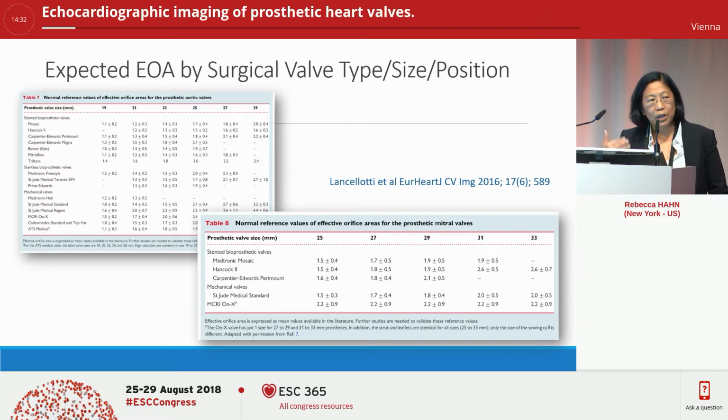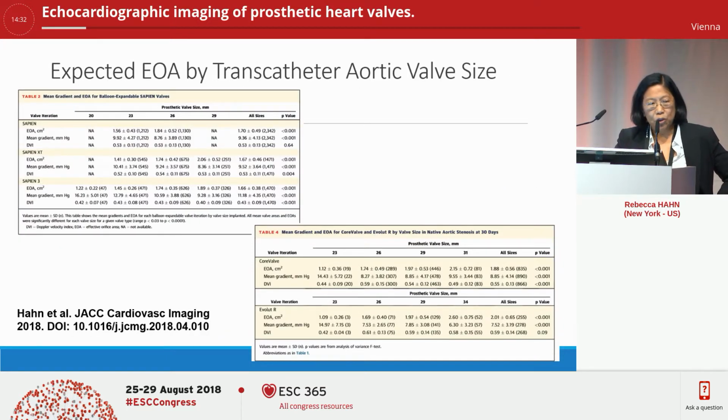But sometimes they come in and we know what type and size valve they have, and so we have to use these tables, which are available. The guideline has these tables, but they're available widely, that allow us to look at the exact type and size and determine the expected mean plus or minus standard deviation of that valve calculation. And many of the apps that are available also give you expected mean gradients. What we've learned is that we can also do that with the transcatheter valve.